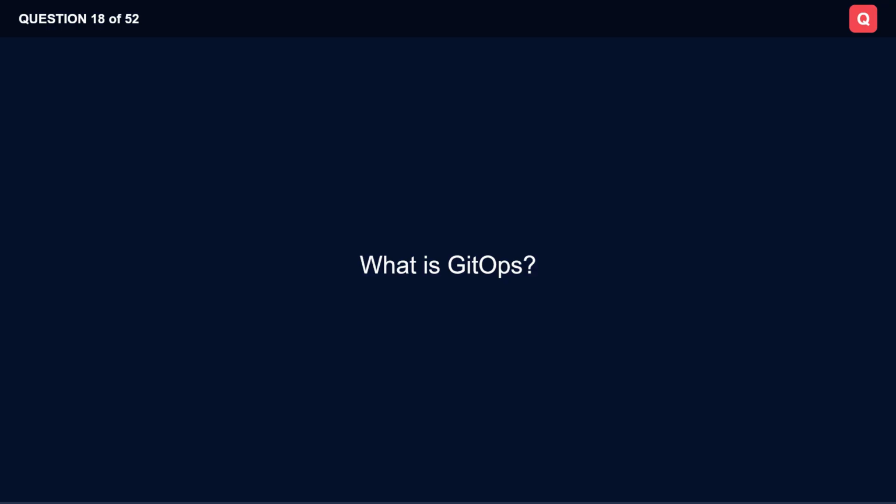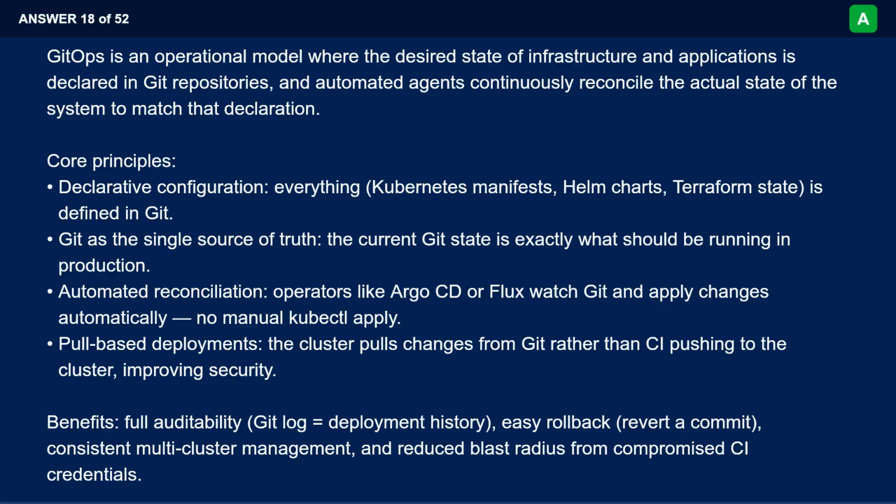What is GitOps? GitOps is an operational model where the desired state of infrastructure and applications is declared in Git repositories, and automated agents continuously reconcile the actual state of the system to match that declaration.